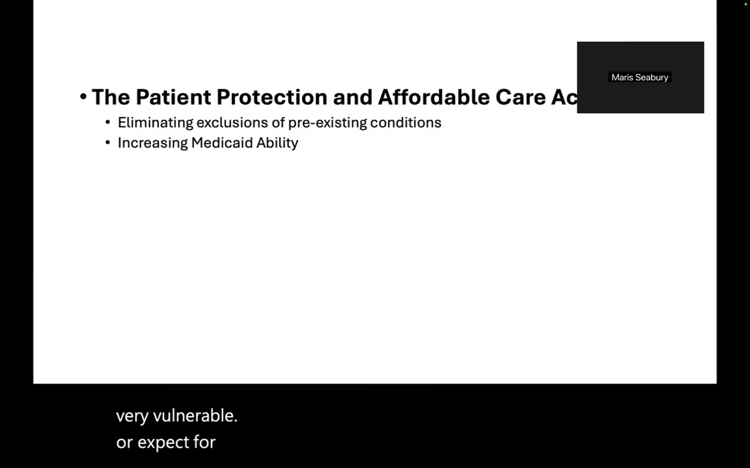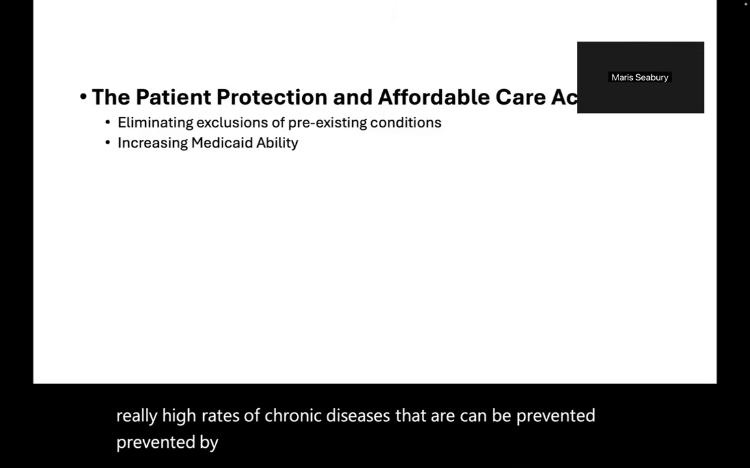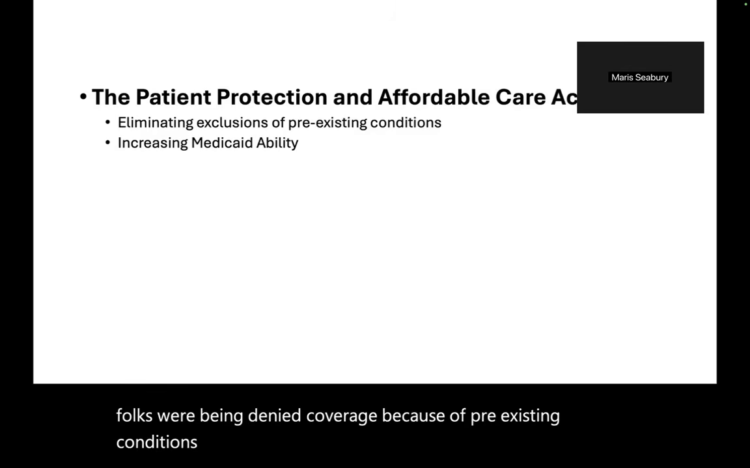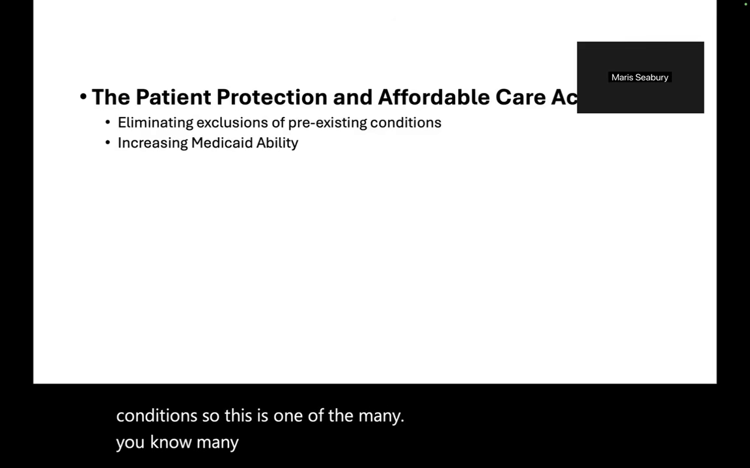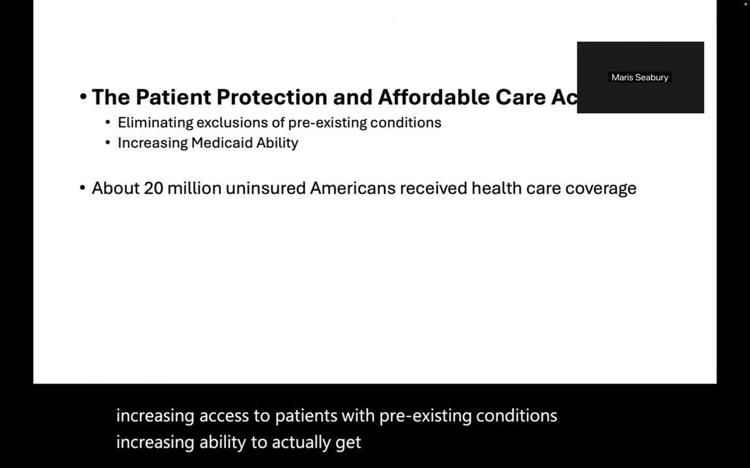For example, Appalachian populations have really high rates of chronic diseases that can be prevented by early access to care. However, a lot of insurance folks were being denied coverage because of pre-existing conditions. So this is one of the many, many achievements of the Affordable Care Act: increasing access for patients with pre-existing conditions, and increasing the ability to actually get Medicaid.